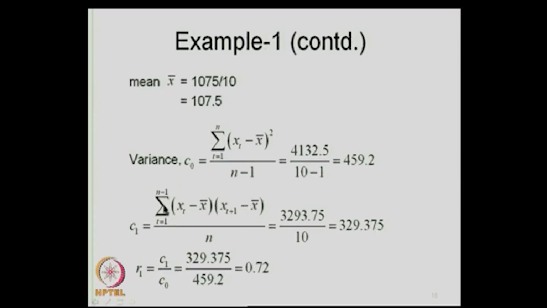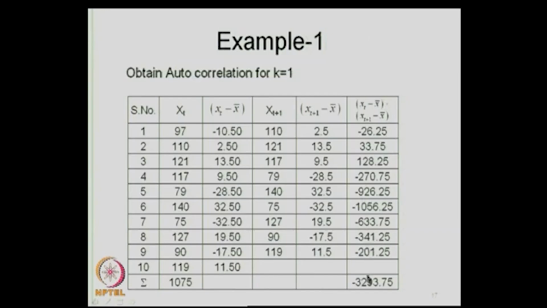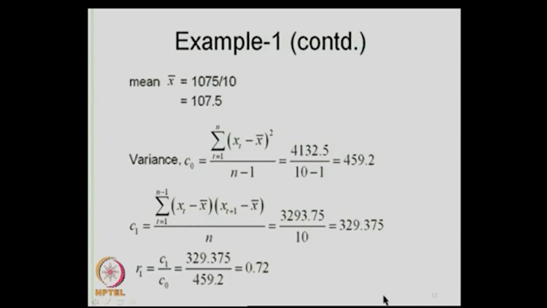What did we do here? We summed up these values and then used this sum to get the autocovariance at lag 1. From the autocovariance, we get the autocorrelation, which is C 1 by C naught. R k will be C k by C naught and C naught is the variance. So, R 1 will be C 1 by C naught, that comes to be 0.72.